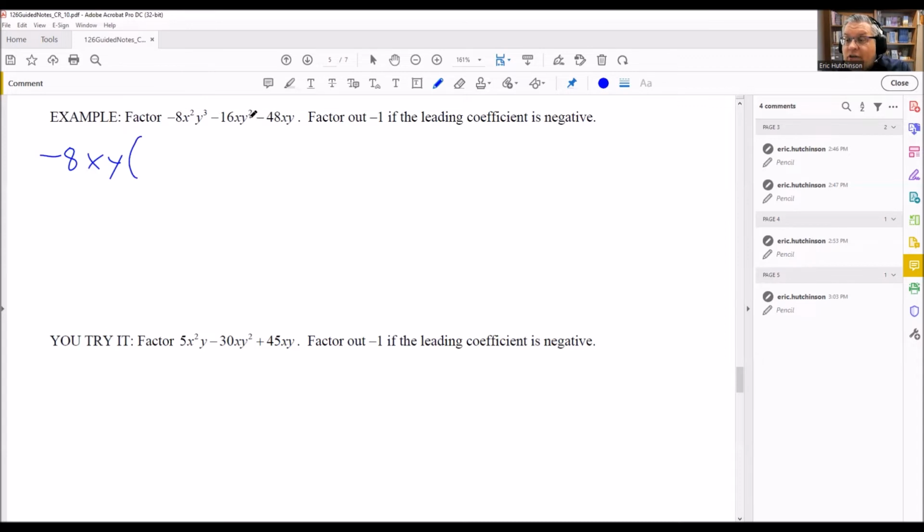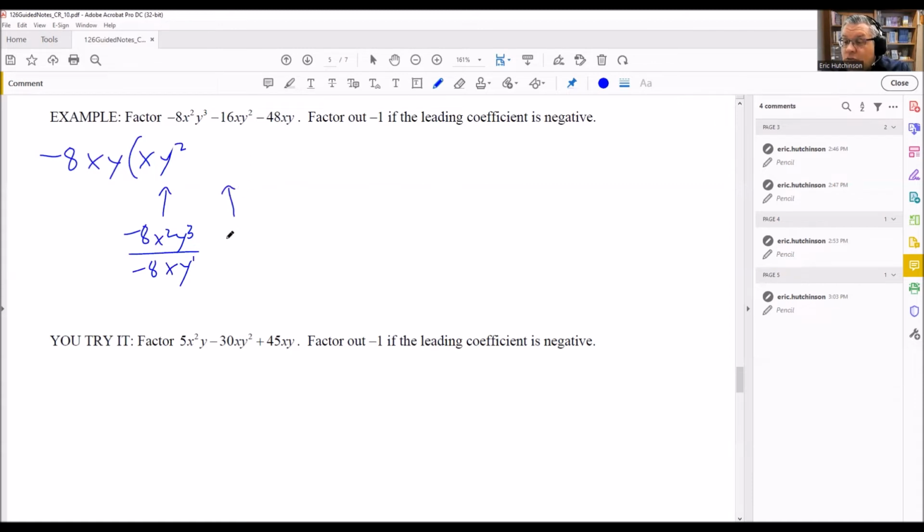Then I'm just going to divide everything by that. So in order to get this inside the parentheses, I want to do -8x² y cubed and divide this by -8xy. The -8s are going to cancel. I get a positive 1 there. X squared divided by x is going to give an x. And then I have a y cubed, 3 of them minus 1 of them down here. That means I'll have y squared left.